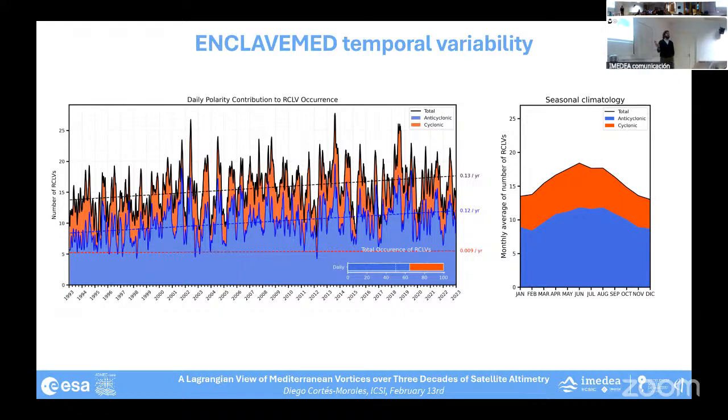So of course, we have found the same in the kinetic energy. There is a positive trend in kinetic energy in the Mediterranean Sea.